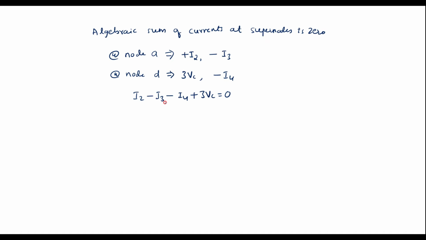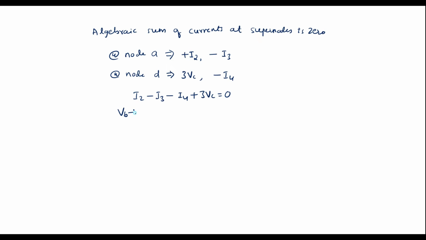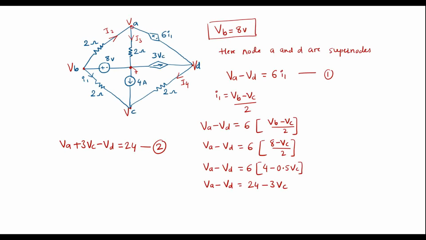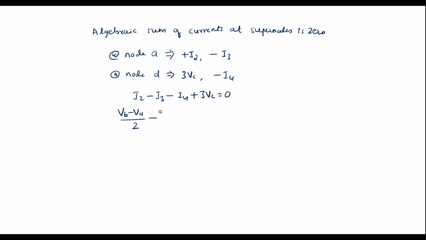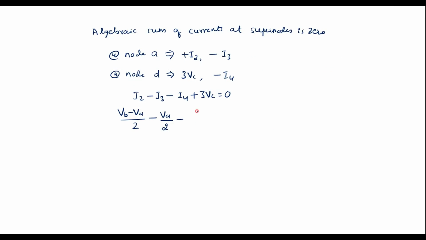Now let me express all these currents in terms of node voltages. I can write I2 is nothing but (Vb minus Va) divided by 2, minus, we have I3 is nothing but Va by 2, minus I4 is nothing but (Vd minus Vc) divided by 2, plus 3 Vc is equal to 0.